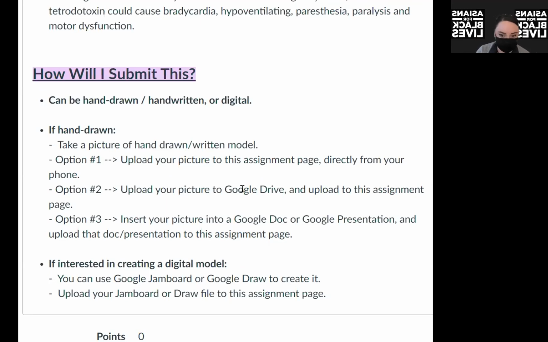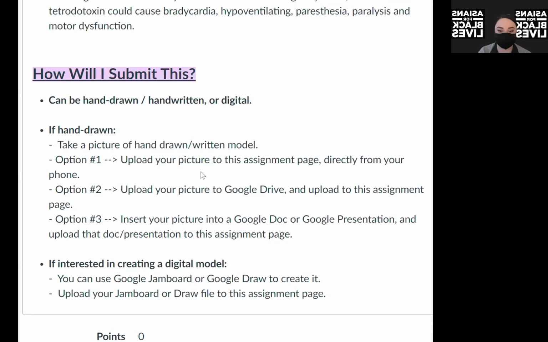Digitally, you can also make it, and I'll talk about a couple of very simple free sites you can go to make it digitally. If you choose to hand draw your model, option one is to just take a picture of your model and directly upload pictures to this assignment page. There should be a button that says something along the lines of file upload, upload file, submit, something like that. You're going to click on that and you would just directly select from whatever device you're on the pictures of your model.